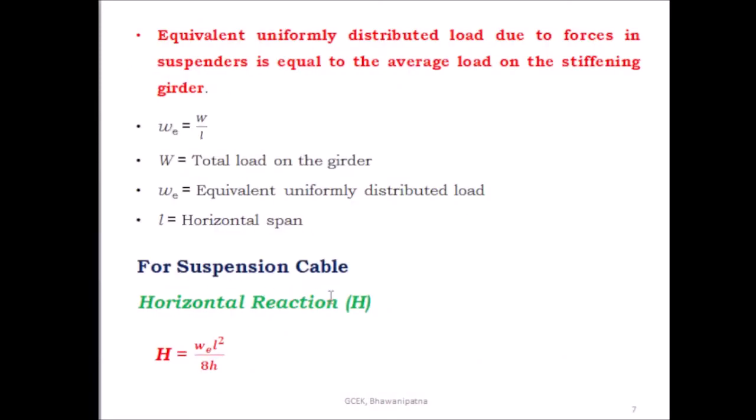For the suspension cable, the horizontal reaction H you can find out using this formula: H is equal to WE L square by 8h. WE is the equivalent uniform distributed load, which you can find out as the total load divided by the horizontal span length. So using this formula you can find out the horizontal reaction, H is equal to WE L square by 8h.